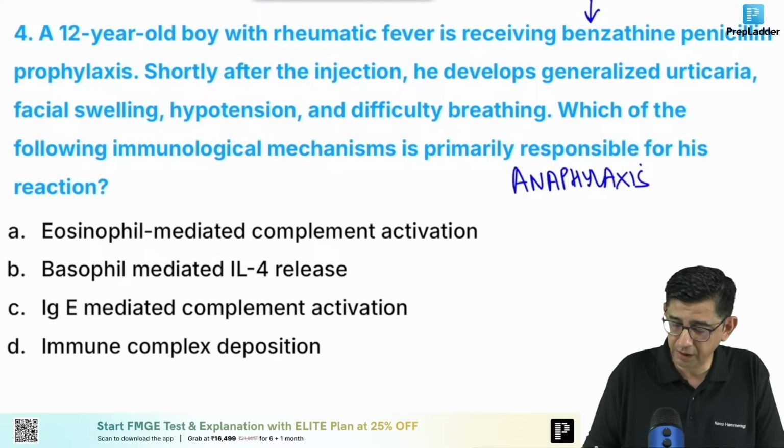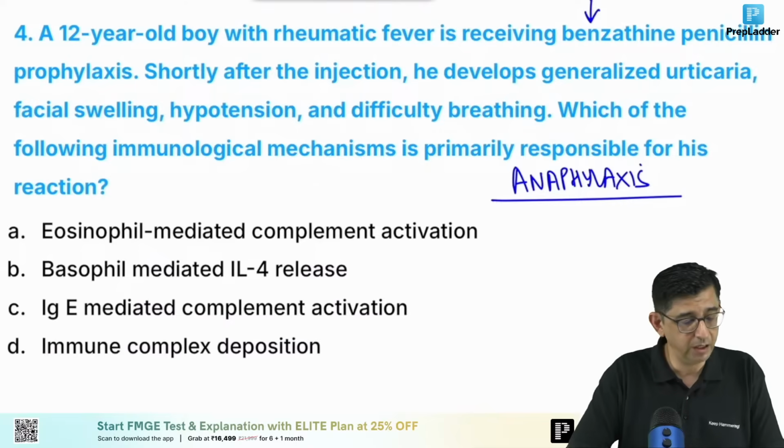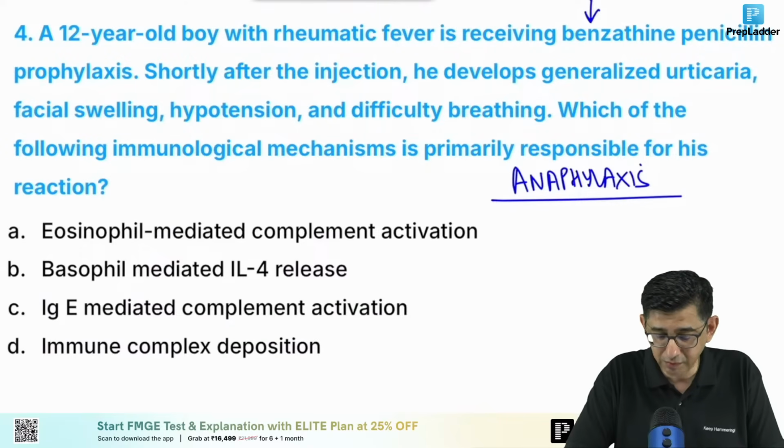This is anaphylactic shock, and the bad news is anaphylactic shock will cause extensive deterioration of the patient because there would be histamine liberation that is occurring here.